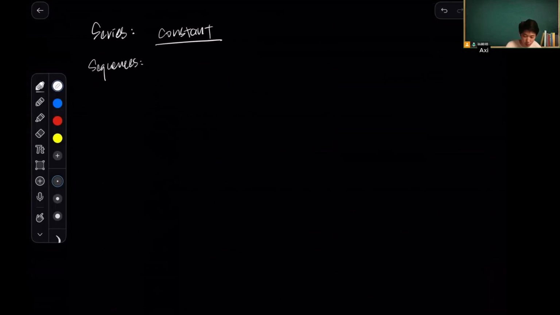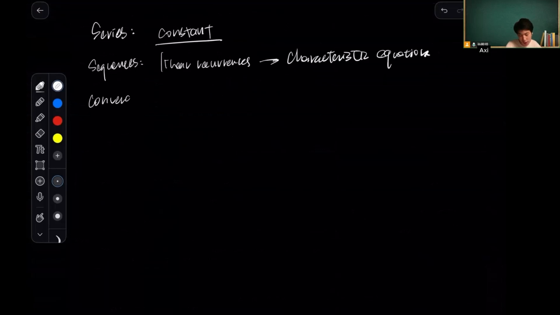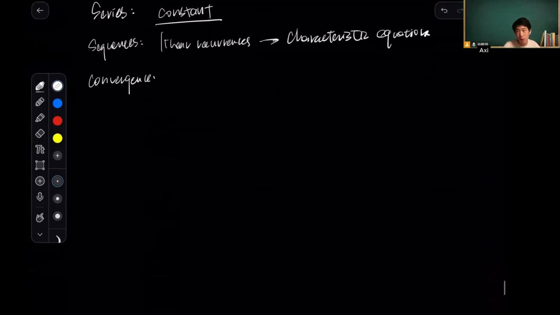So basically, sequences, we learned about linear recurrences and the characteristic equation. Now, following the natural path of exploration, we are now to talk about convergence. First, convergence requires a definition. Suppose we claim that a sequence converges at L.